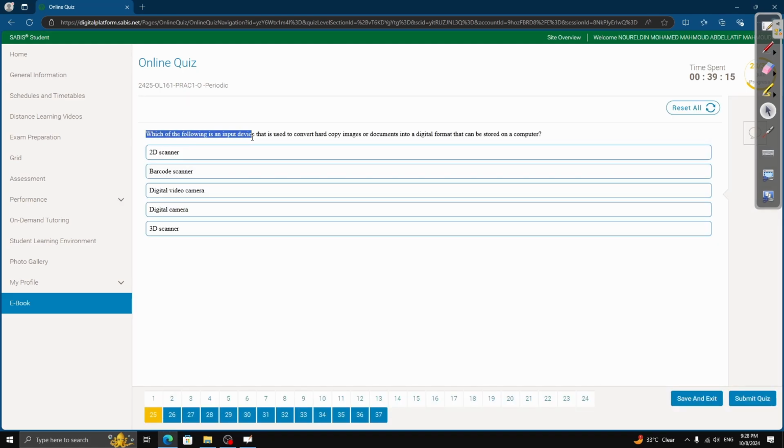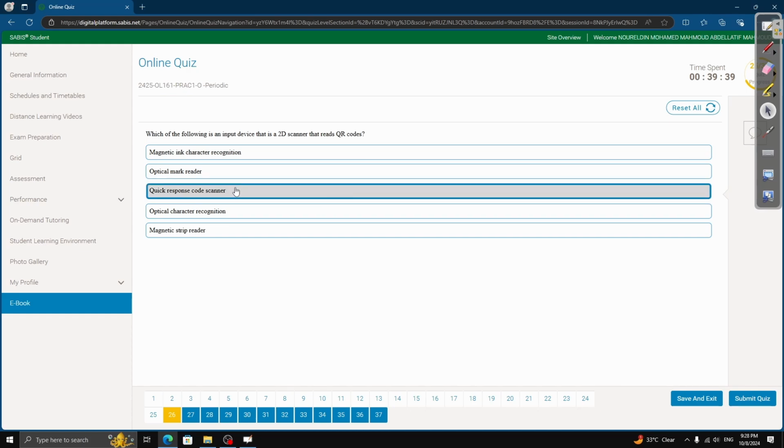Which of the following is an input device that is used to convert hard copy images or documents into a digital format that can be stored on a computer? This one is also just memorization and recognition. 2D scanner. Which of the following is an input device that is a 2D scanner that reads QR codes? This one you do need to know what QR code stands for, and it stands for Quick Response Code Scanner.